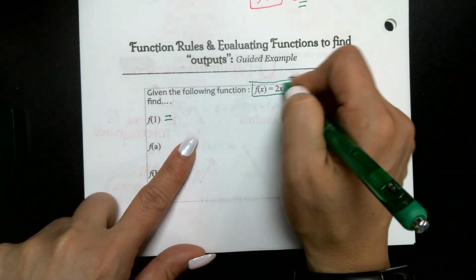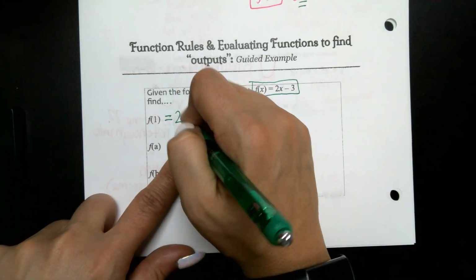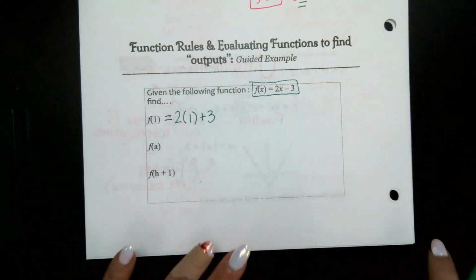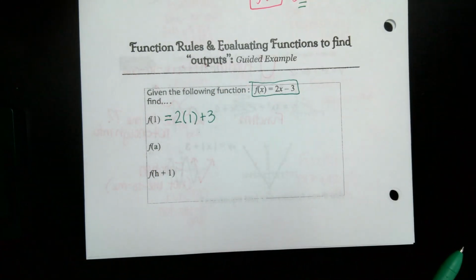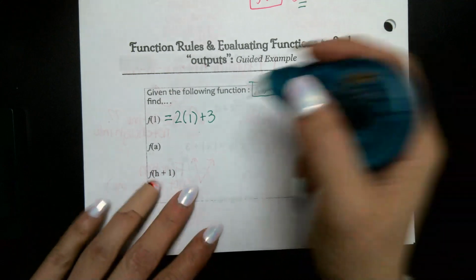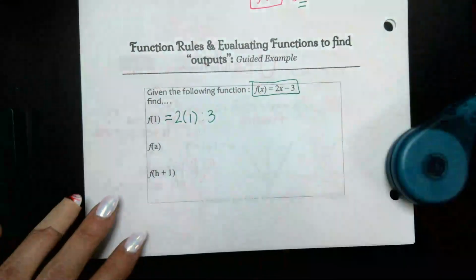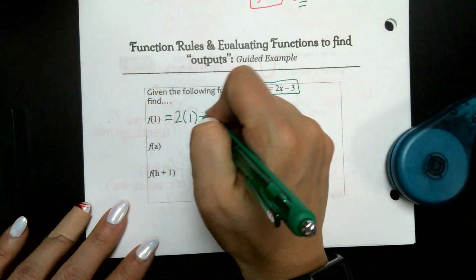So all you would have to do is write this side of the function, but instead of putting the letter x, they told us to plug in 1. Oops, I just put the wrong symbol. Hang on, don't write that down. That should be a minus. I don't know why I put plus. It would be 2 times 1 minus 3. Sorry, that should be a minus.